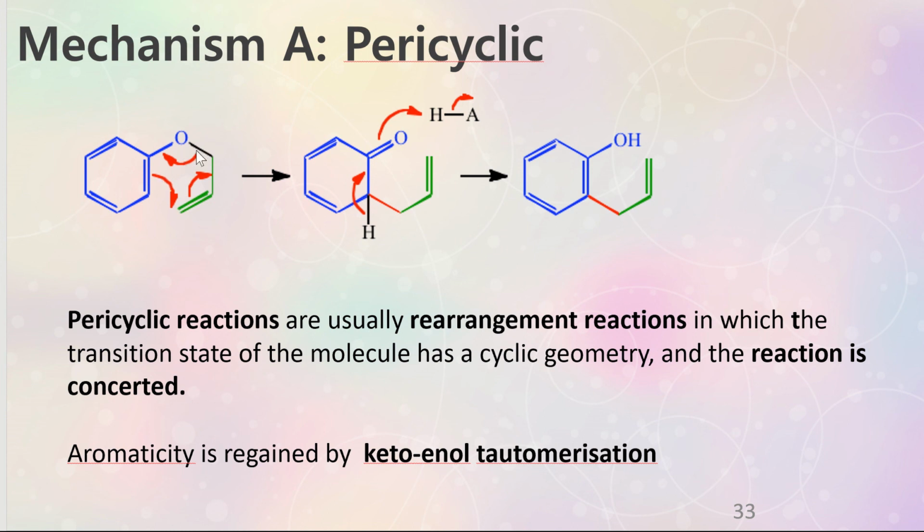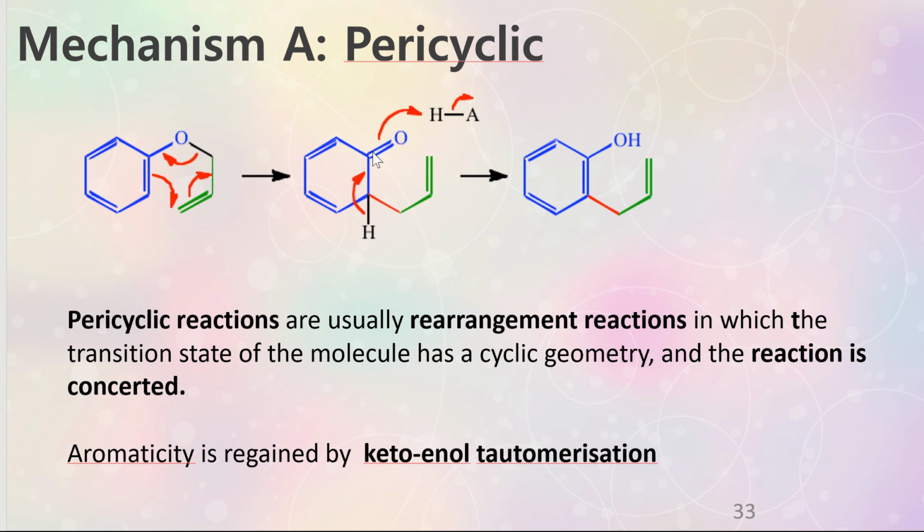So here we have this carbon-oxygen bond being broken, so we form a double bond here. One of the bonds here is broken to form this single bond here. One of these bonds is broken to form a double bond here, right? So we have a cyclic geometry, and we form this product, which basically rearranges, so the aromaticity is regained by keto-enol tautomerization. That should ring a bell, guys.